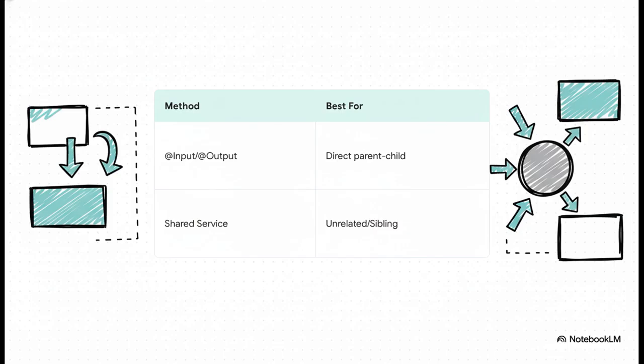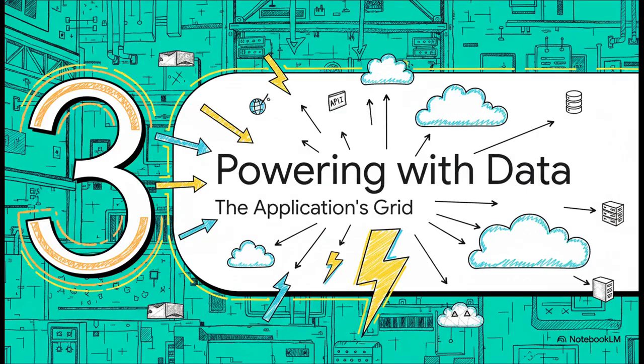For that, you're going to want to use a shared service, which acts more like a central radio tower that any component can tune into. Okay, so our building is framed, it's wired, but it has no power. It needs data. And this is where services come in.